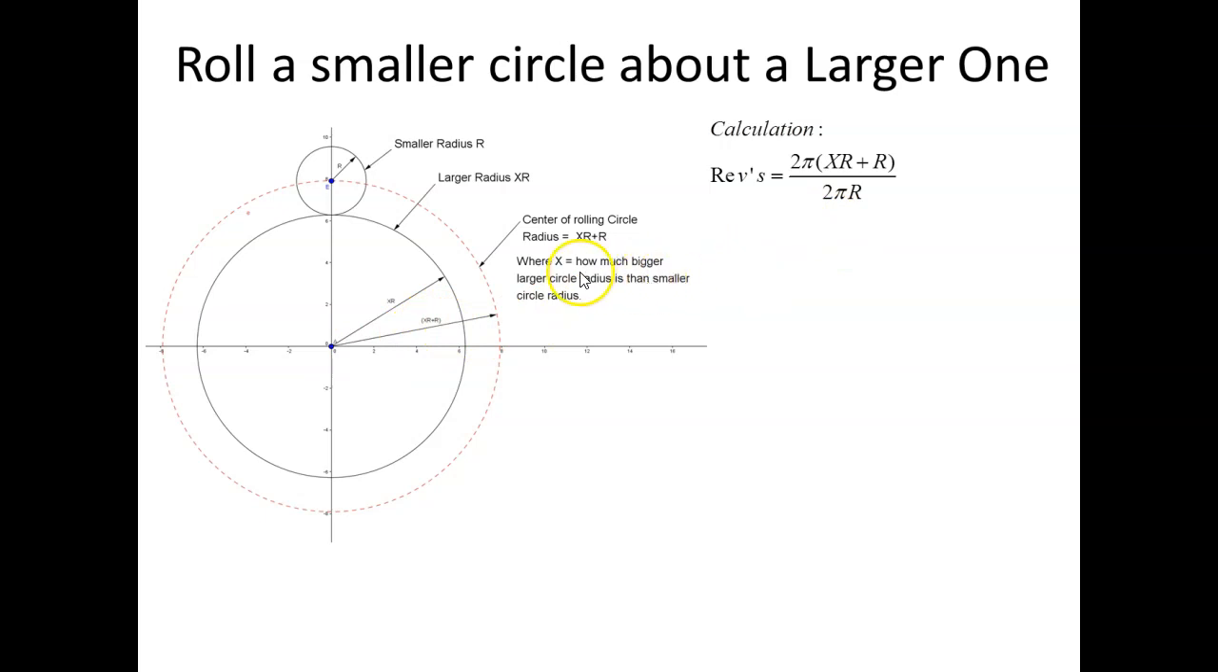What is this x? X is how much bigger the larger circle radius is than the smaller circle radius, which is the golf ball. I call the golf ball radius r, and the radius of the basketball I'm saying is x times r. It's much bigger. What that bigger is, I don't know, so it's x. So 2 pi times x times r plus r, divided by 2 pi times r, which is the circumference of the golf ball.